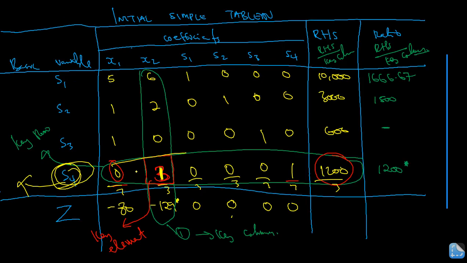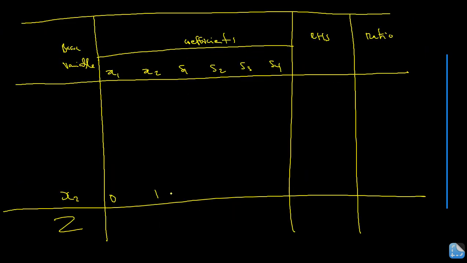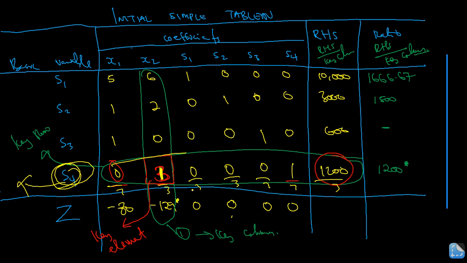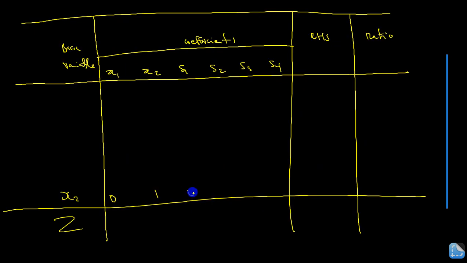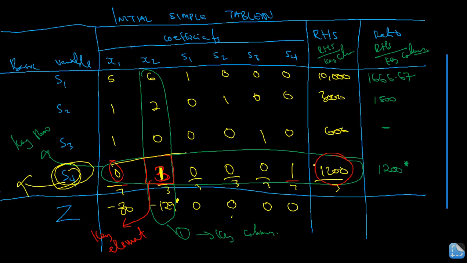Then what we have? 1. And then what we have? 0, 0, 0, 1, 1200. So leave it here. Okay, leave it here. Now, once we have done this, what is the next step?